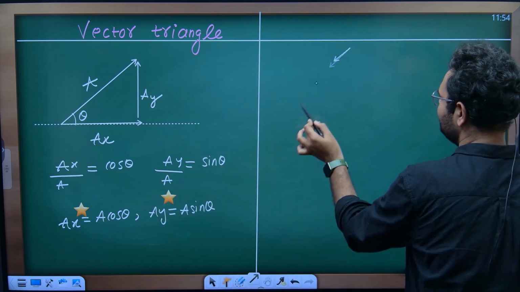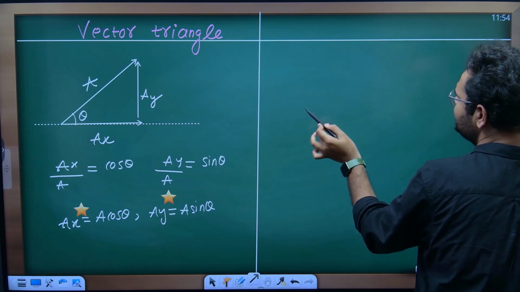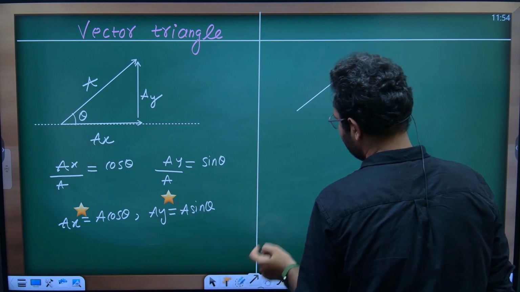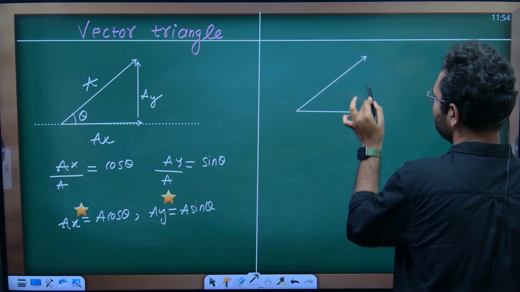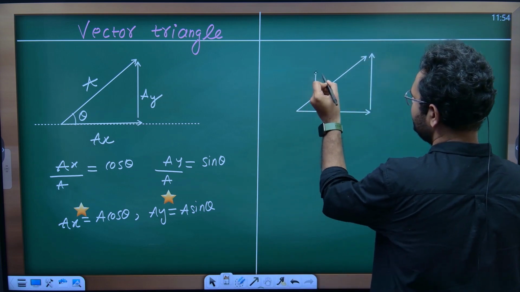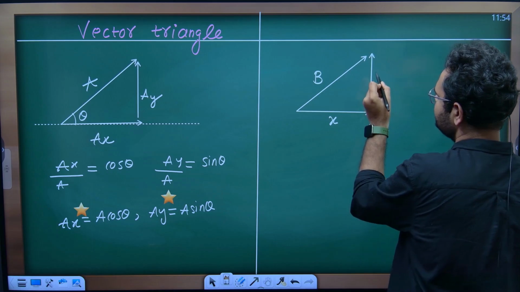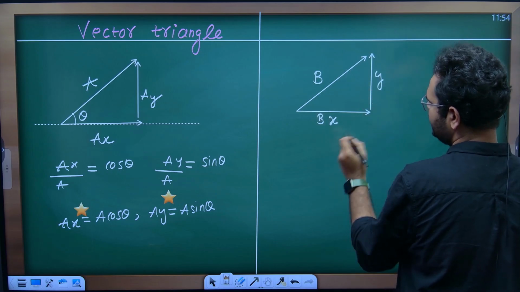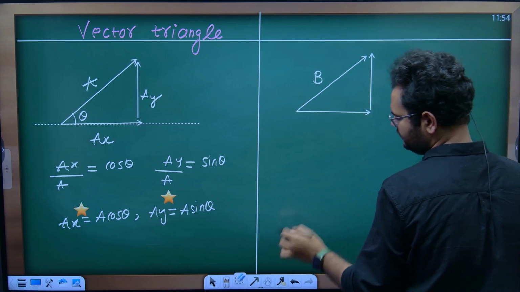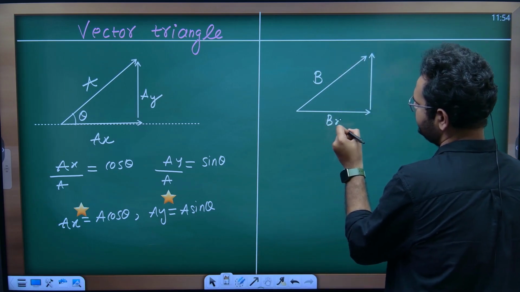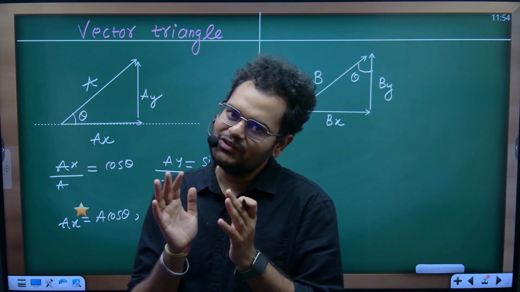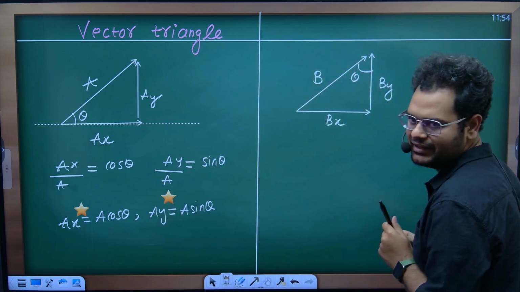Instead, let us say this was my vector. Let us take one vector. Now, this is my b vector. This is the horizontal component. This is the vertical component. Let us name them. So this is b vector. This is x and this is y, bx and by. Px, py, and this angle is theta. Now the angle is given with the vertical. So how am I going to relate then?